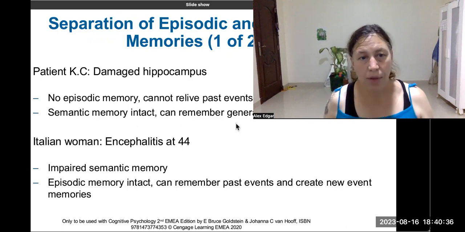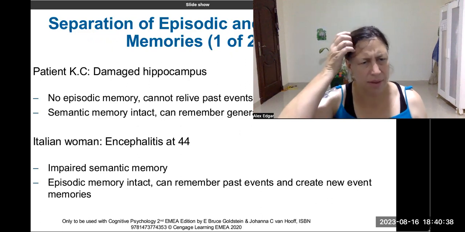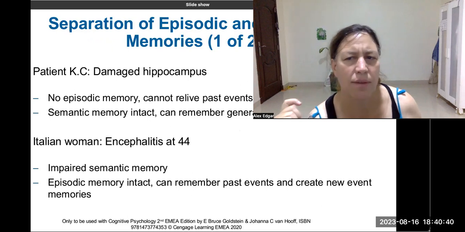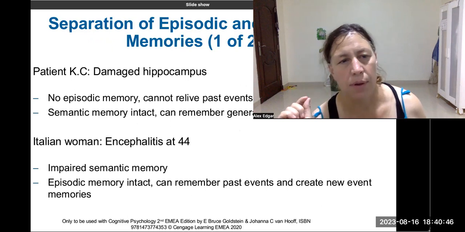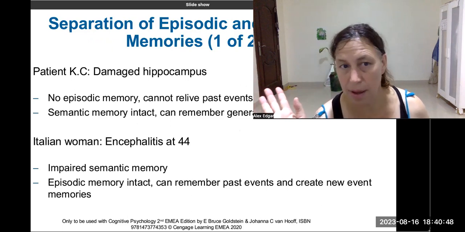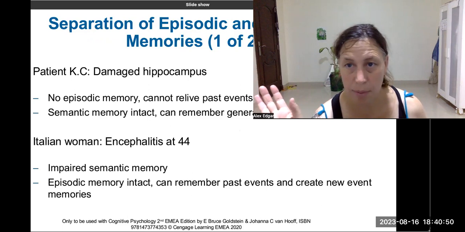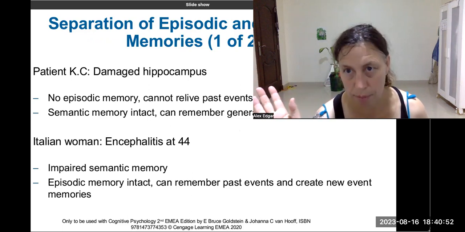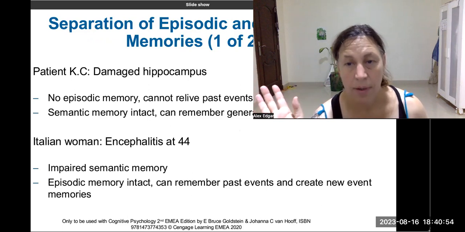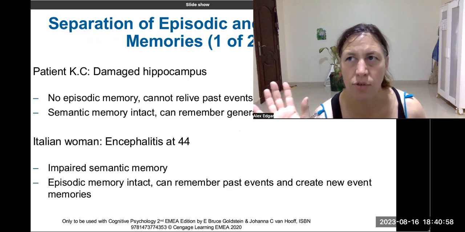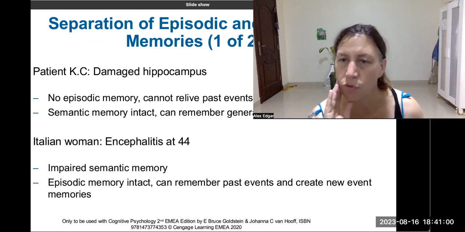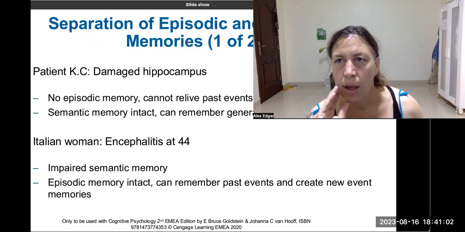So if we look at patient KC, what? I thought patient KC had a damaged parietal lobe. Okay, again, we have to come back to this. If a person, so let's assume this is another patient. No episodic memory, cannot remember what happened to them, but can remember general information. How bizarre. Can you imagine living life like that? How strange and difficult it must be.